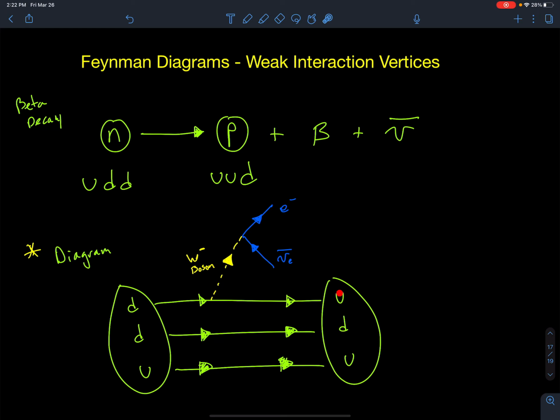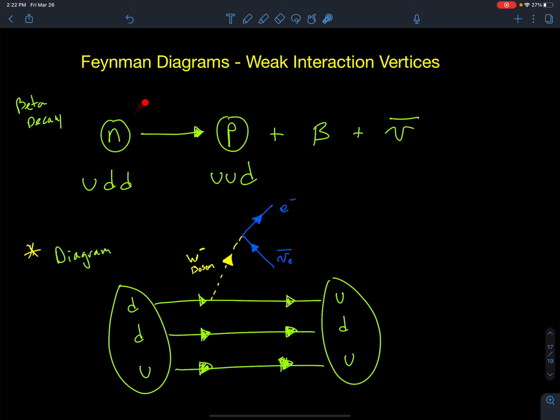where this down quark is changing flavor and becoming an up quark. And in order to do that, it has to do so using an exchange particle, which are called bosons. So if you look back at that table I presented in a previous video, the weak interactions, which this is, it's a weak interaction, are mediated by bosons, W minus, W plus, Z0.